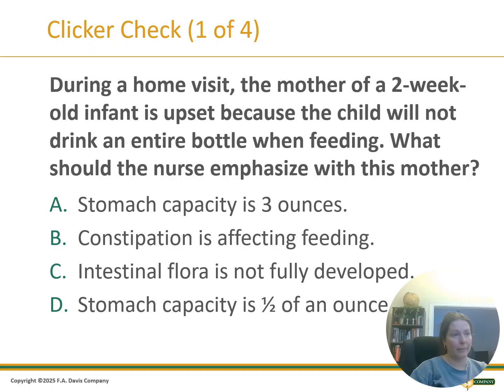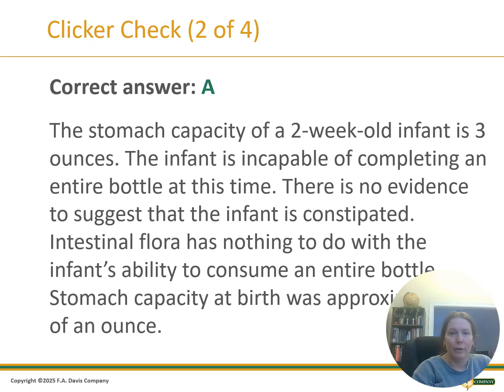Okay, so we want to make sure that we teach this mom about their stomach capacity. We know when they're first born, they're about 15 to 20 milliliters, and by the end of the 2nd week, we're at about 90 milliliters. So I would choose A. The stomach capacity here says 3 ounces. Remember, 1 ounce is 30 milliliters. So with 3 ounces, we're around that 90 milliliter mark. I don't know if I said milliliter in the first one, but that's what I mean, not millimeter, milliliter. Okay.